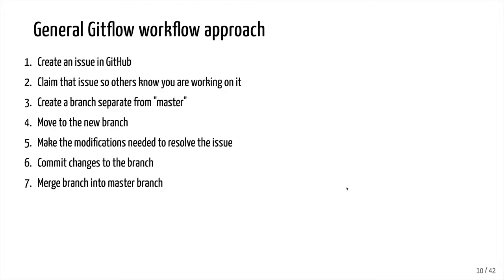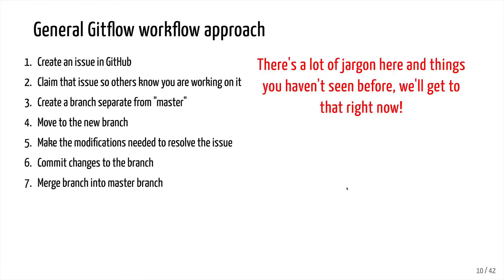So the general Git Flow approach, to get a bit more specific, is to create an issue in GitHub, to then claim that issue so others know you are working on it. Obviously, if you're the only one working on it, it's yours. Then create a branch separate from master, move to that new branch, make the modifications needed to resolve the issue, commit changes to the branch, and then merge that branch back into the master branch. So there's a lot of jargon here, and there are things in this list that you haven't seen before, but that's what we're going to be doing right now.